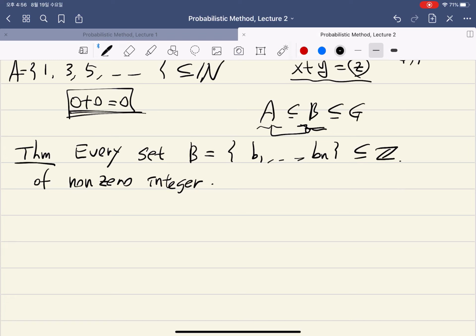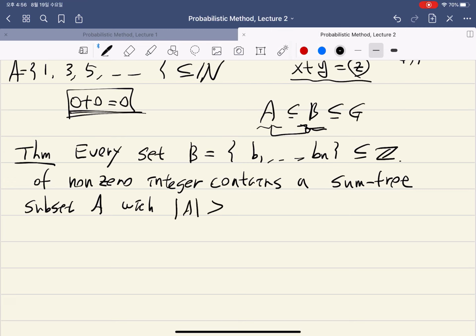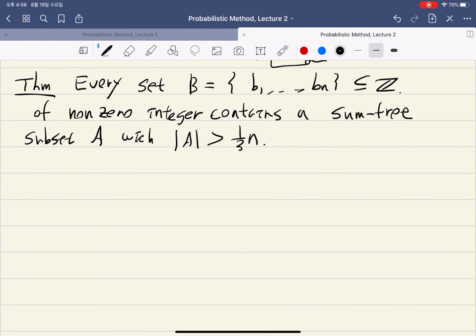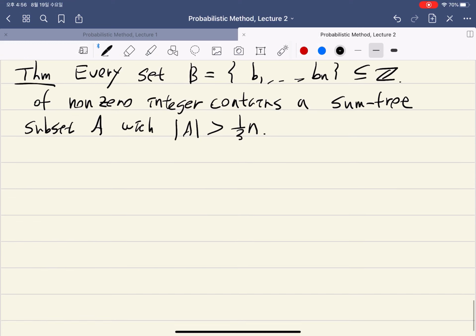So if we have n non-zero integers, then it always contains a sum-free subset A with size bigger than 1/3 n. So no matter what integer set is given, we can always find a subset which has size roughly 1/3. We can delete 2 out of 3 so that the remaining one is sum free.